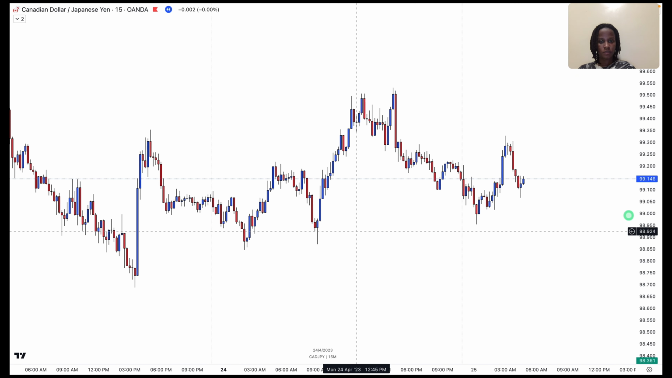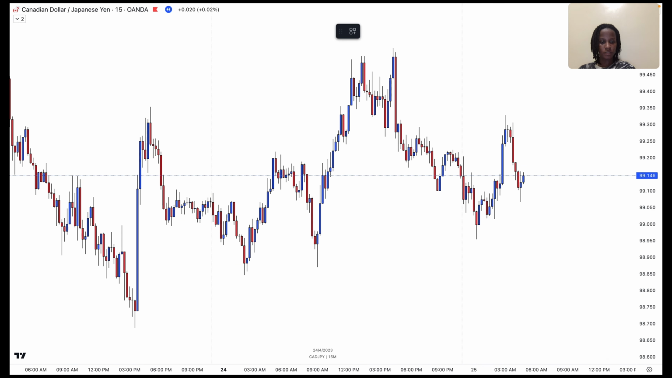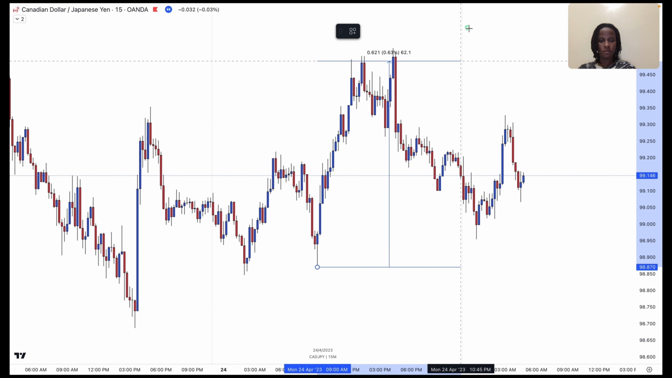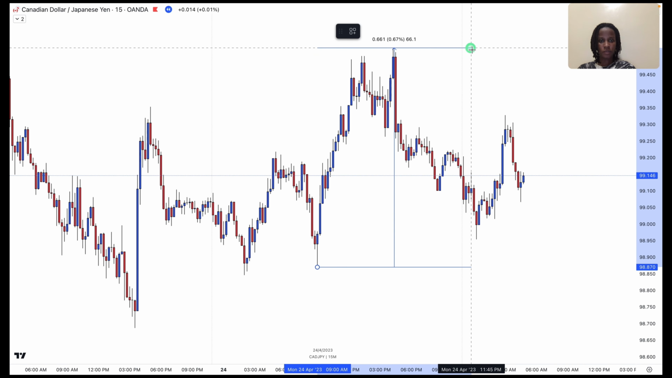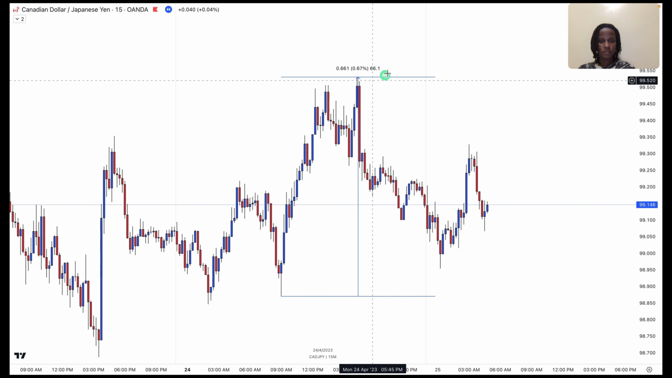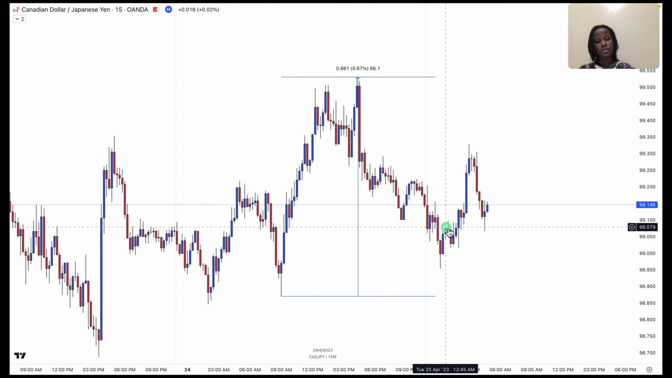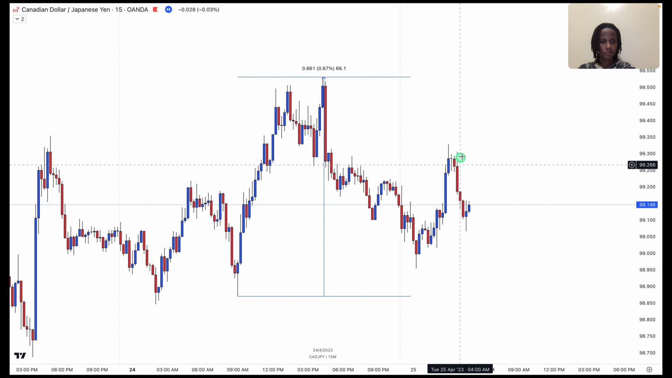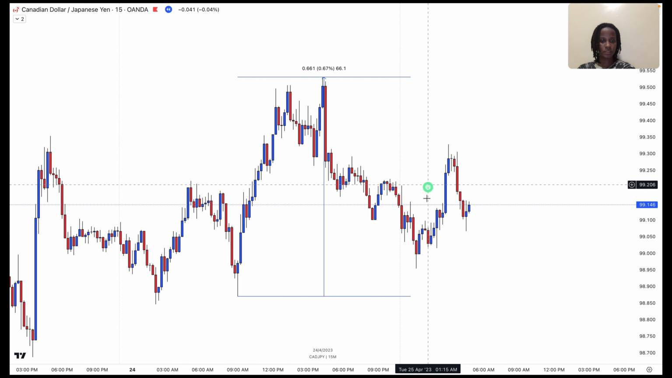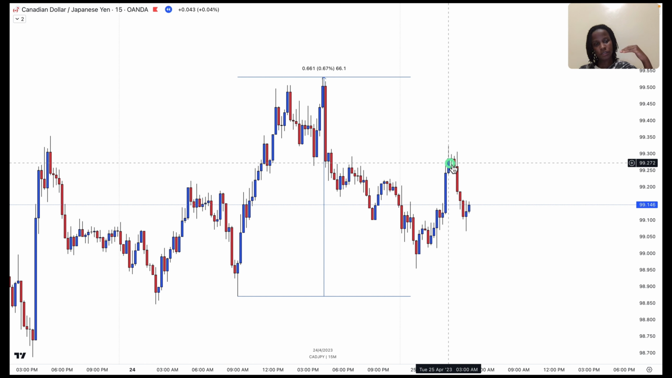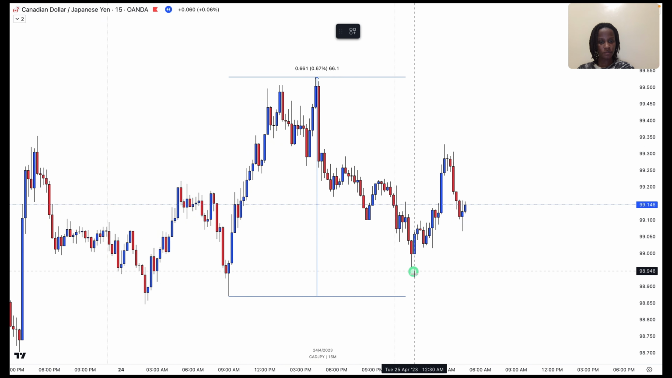Going to the M15, the first thing we do again is measure the impulse move. You can see the impulse move here. The impulse move we had is 66 pips, and so far the market already did the retracement. But let's see if this move here that it made is more than 45 pips. If it is, then we will be waiting for a 40 pips retracement for us to be sure to look for entries at that point. Let's see if this is more than 45 pips.